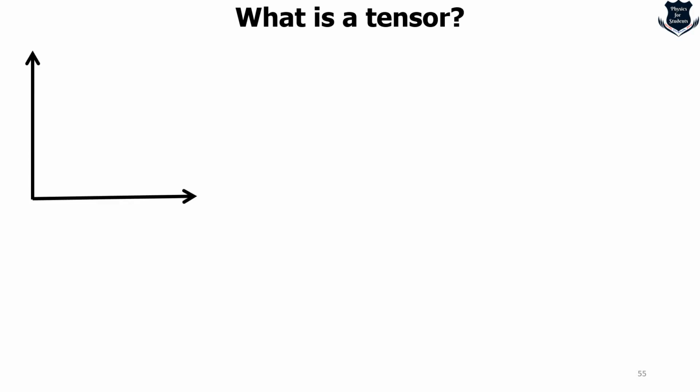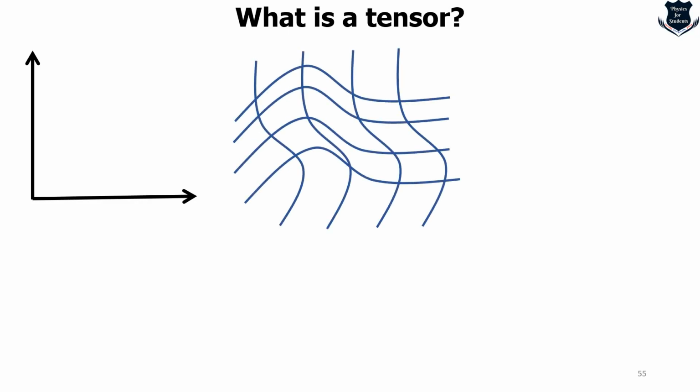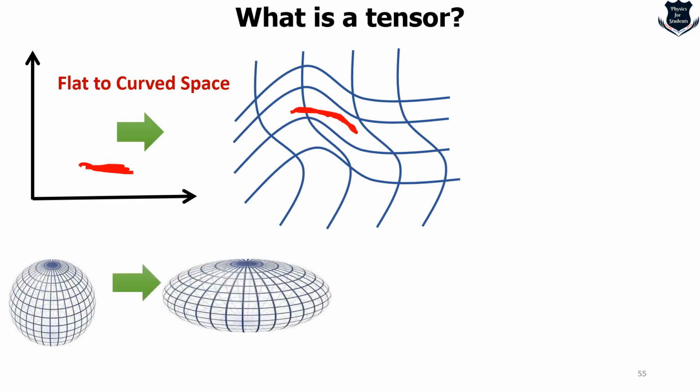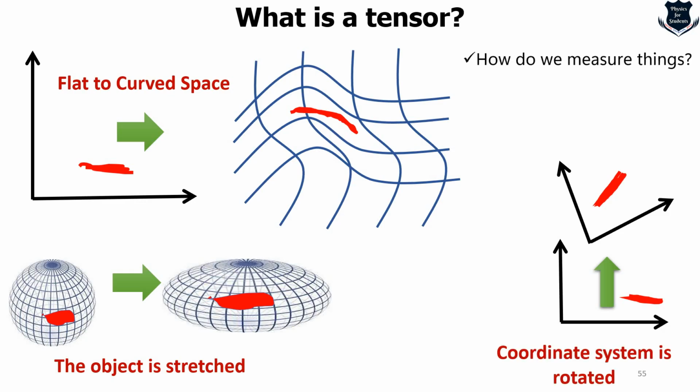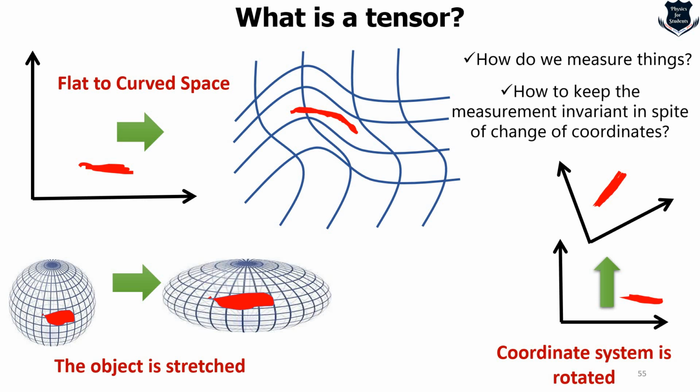Here is a more pictorial understanding. If I take a coordinate system like this and then stretch it over this, and I have data over here that gets stretched out over there, how do I understand it? When I move from flat space to curved space, the same thing happens over here from a sphere to an oblate spheroid. The object is stretched. How about a coordinate system which is rotated around here? The data also gets rotated, but how will I understand and measure them? So the basic question is how do we measure things, and how do we measure the change in spite of the coordinates being changed. That is basically the idea of tensors.